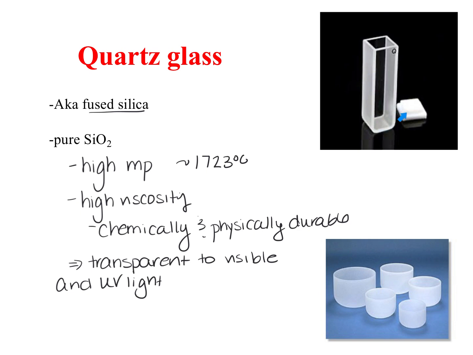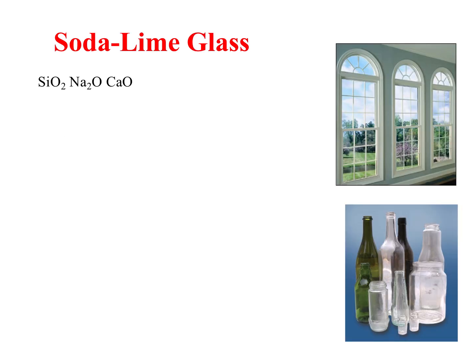This is an example of a glass cuvette, and we use glass cuvettes to measure light, and it's made out of quartz glass. These are also different crucibles that are made out of quartz glass as well. So there's many scientific applications for quartz glass, and the big reason is because it's transparent to visible and UV light.